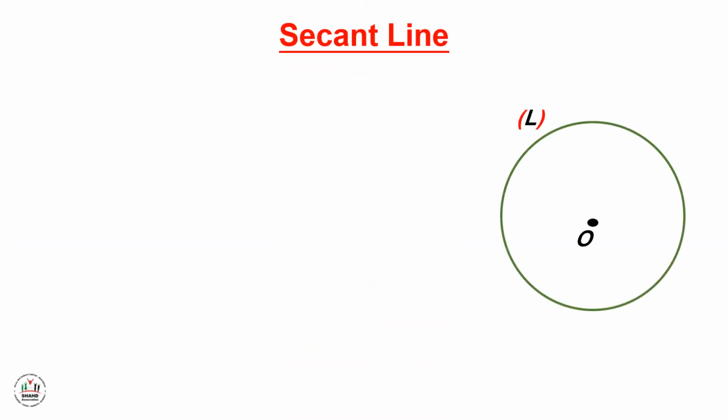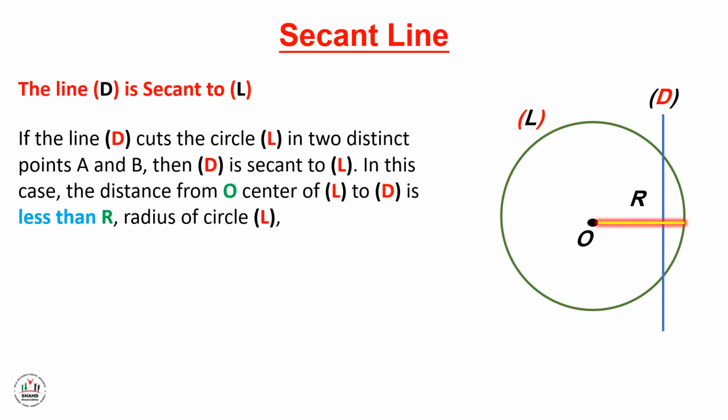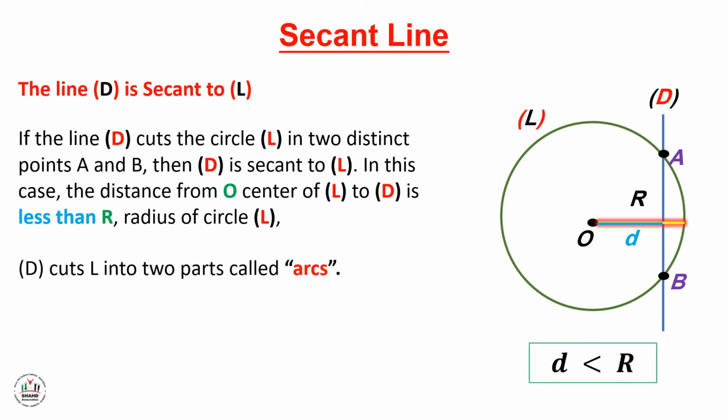Secant line. Again, if you have a circle L with center O and radius r and line D in general, line D is said to be a secant to the circle L if it cuts the circle in two distinct points, for example, points A and B. And the distance d, which is the distance from the center of the circle to the line D, must be less than the radius. Line D cuts the circle in two parts called arcs, and the segment AB is called a chord.